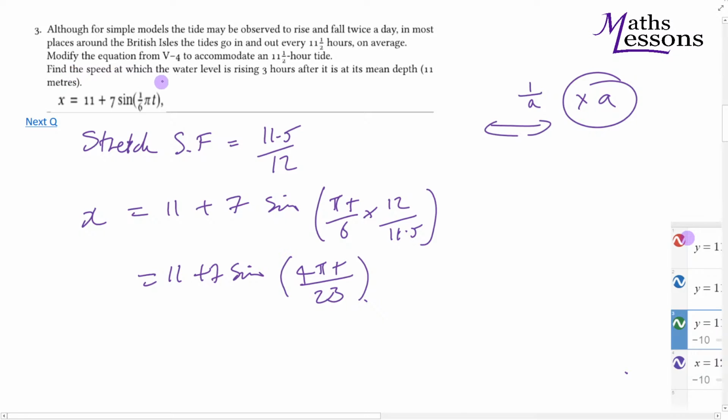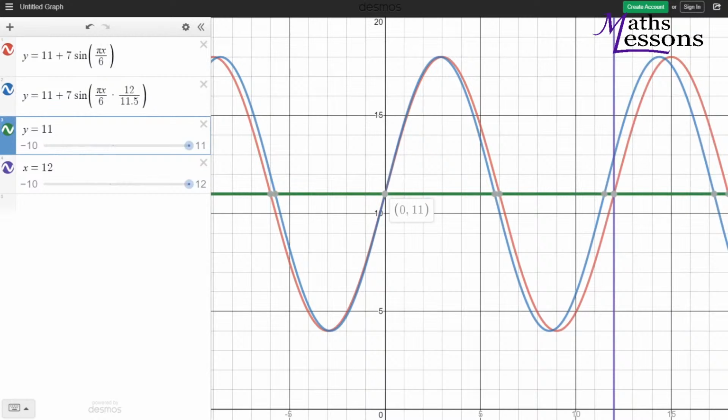Now we want to find the speed at which the water level is rising 3 hours after its mean depth of 11 meters. So let's just quickly go back to our graph. So after its mean depth of 11 meters, we want to find out the speed at which it's rising or falling 3 hours later. Okay, over here. So let's just do that.